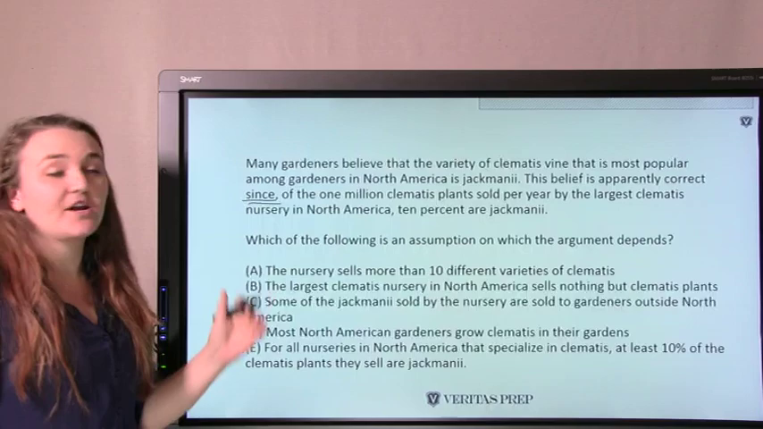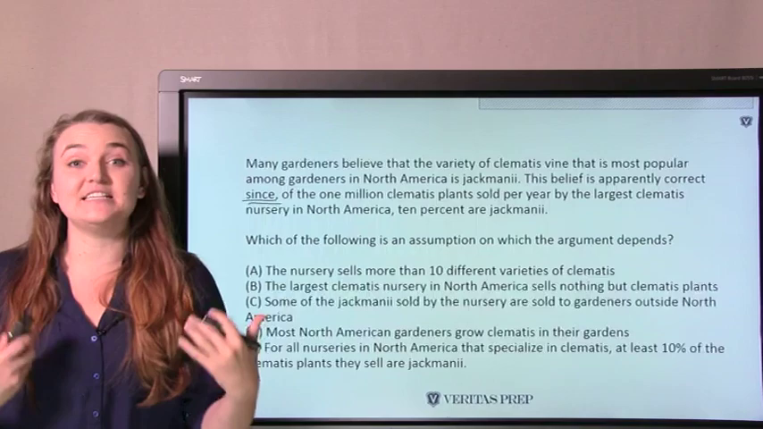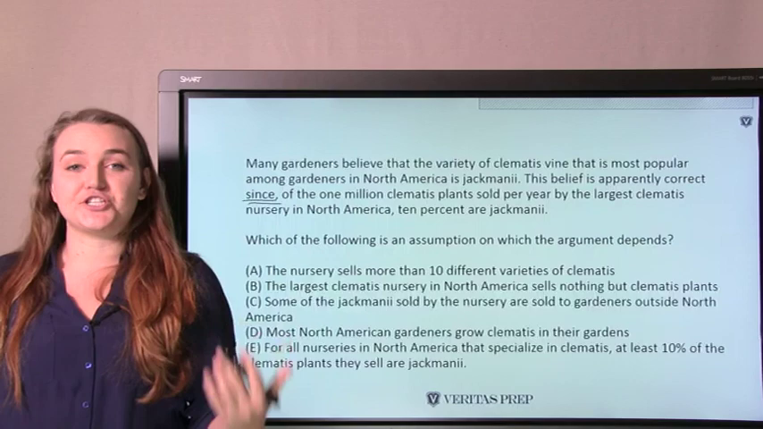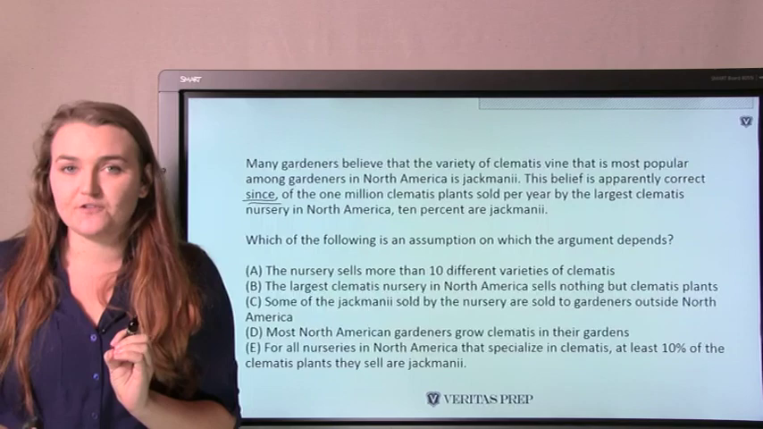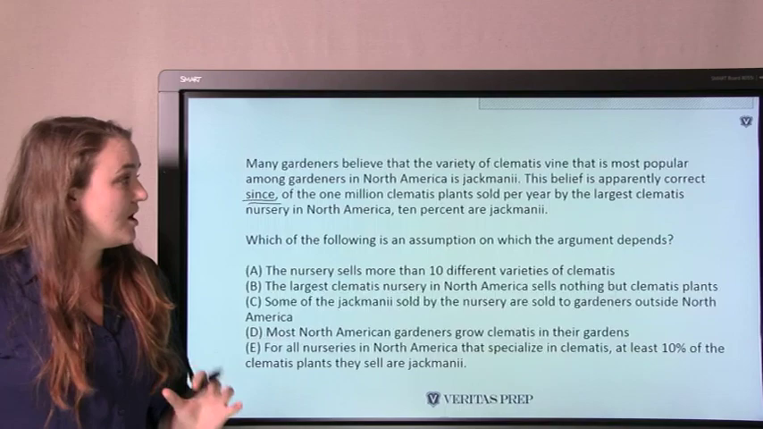Exactly, right? Jackmani is in fact the most popular variety of clematis. Why? Because in the largest nursery, 10% are Jackmani. So if we've whittled down, being very careful not to change the meaning along the way, if we've whittled down our argument into, because in the largest nursery, 10% are Jackmani, Jackmani must be the most popular variety.